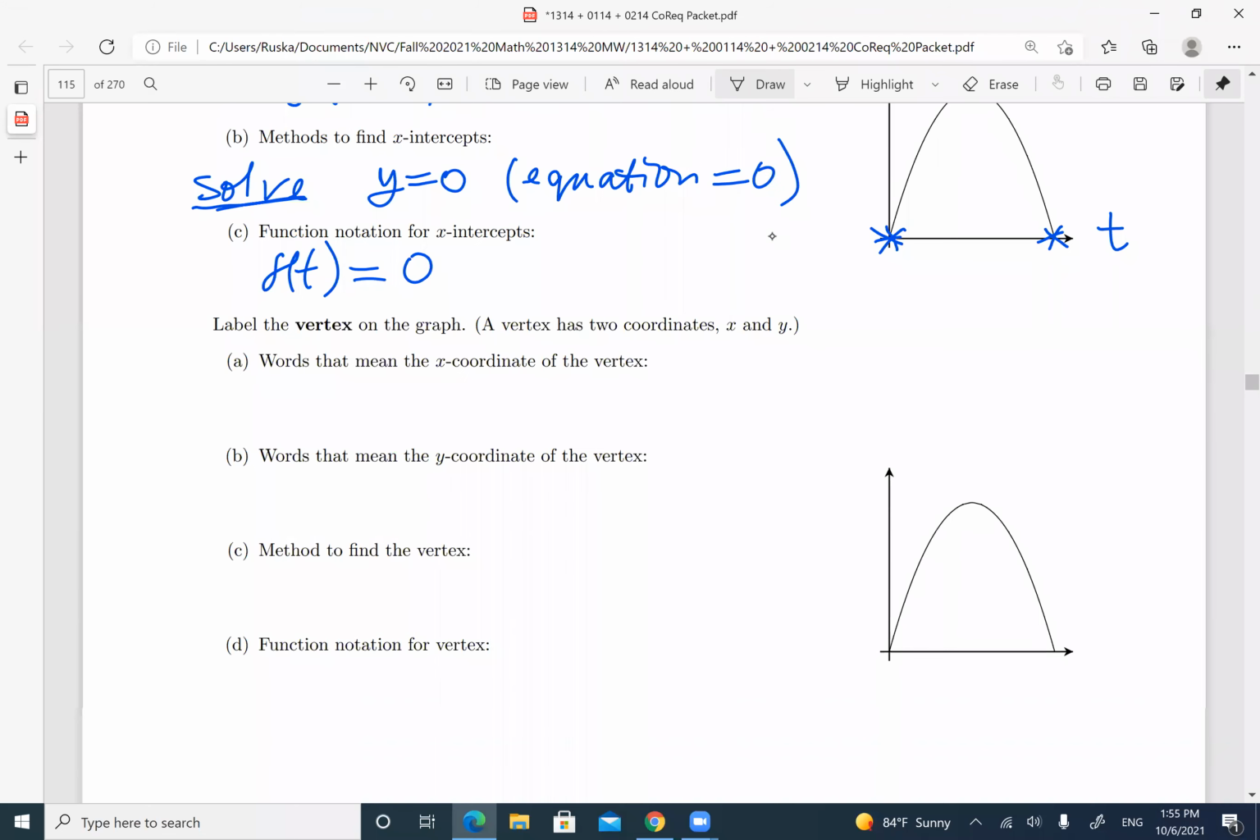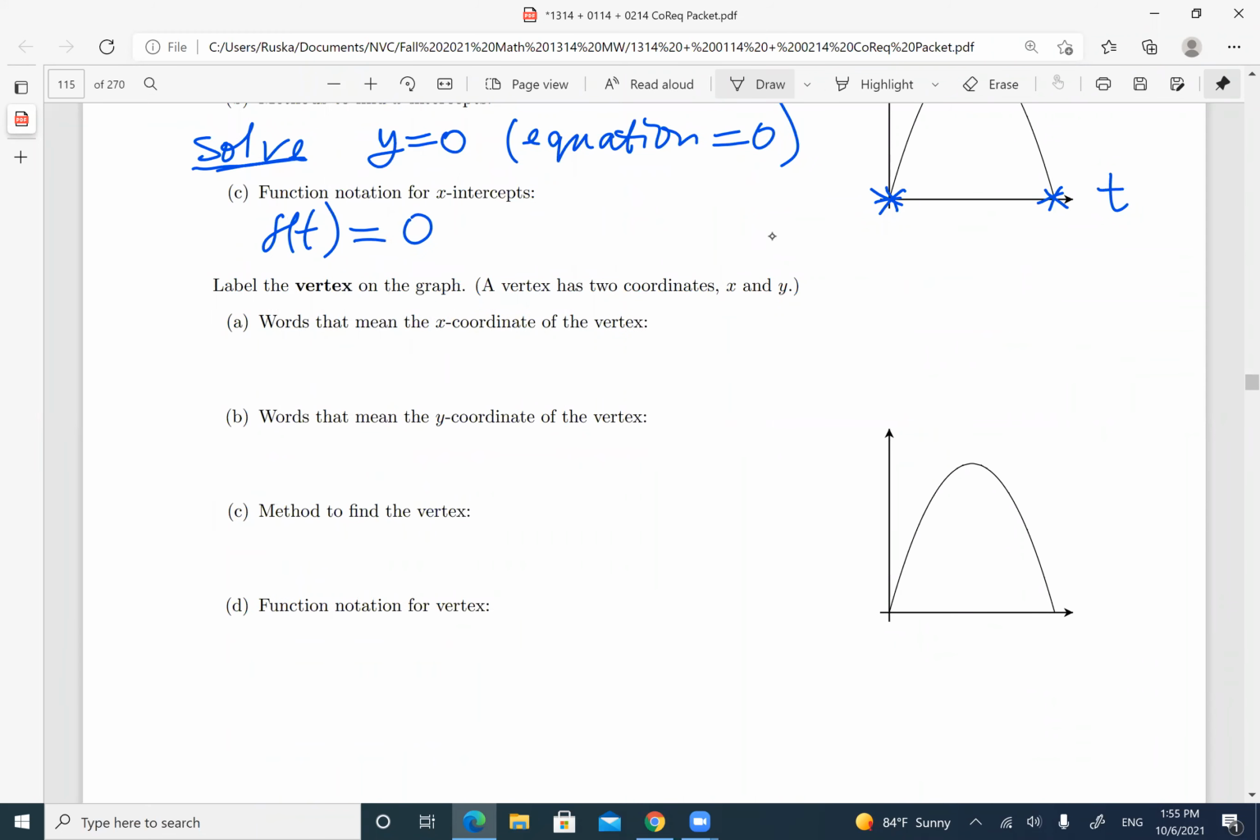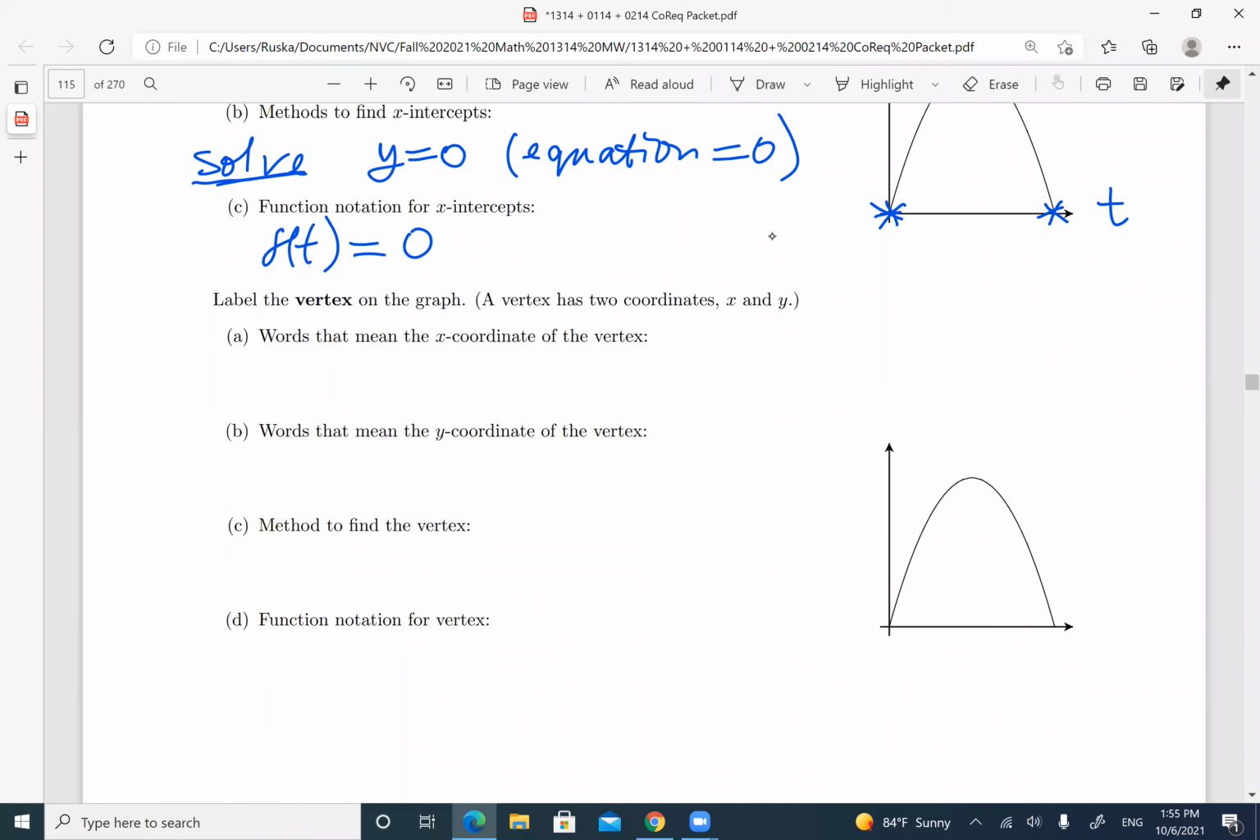So these are the things you're actually going to solve for: the x-intercept, the y-intercept, and the vertex. So what is the vertex? The vertex is the maximum point, right? So this is the vertex over here. Again, you have the time. The vertex has x and y coordinates, right? The x coordinate always represents the time, and the y coordinate represents the height. I'm going to put height or distance, it doesn't matter.